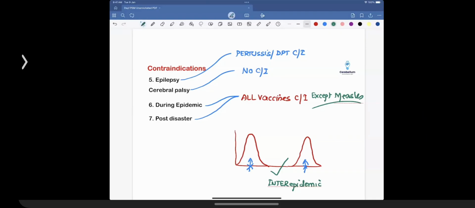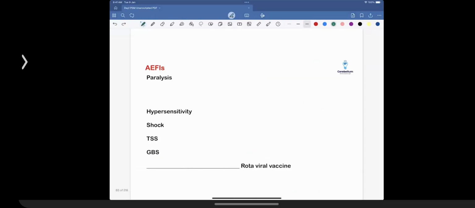Wait for the epidemic to finish. How will we come to know the epidemic has finished? Last case, twice the incubation period has passed. Now start immunizing the population so that they are ready before the next epidemic comes. Which level of prevention is this? Vaccine given inter-epidemic. All vaccines are only given when a risk factor is present. So we know next time the disease will come in this season. So primary level, specific protection.